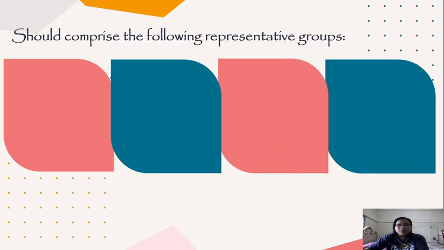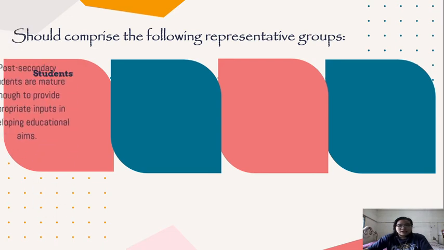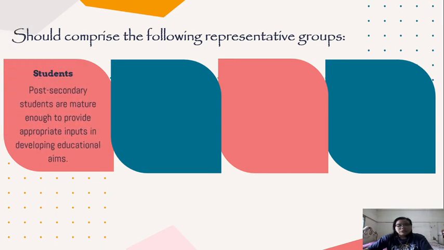So to ensure a socially relevant curriculum, the people involved in formulating educational priorities should include the following representative groups into consideration. First, we have the students. It could be useful if the inputs will come from the post-secondary students since they are mature enough and have a lot of experience.